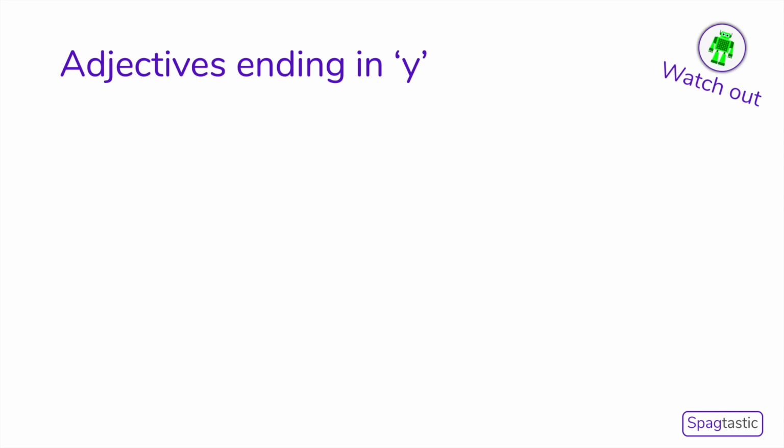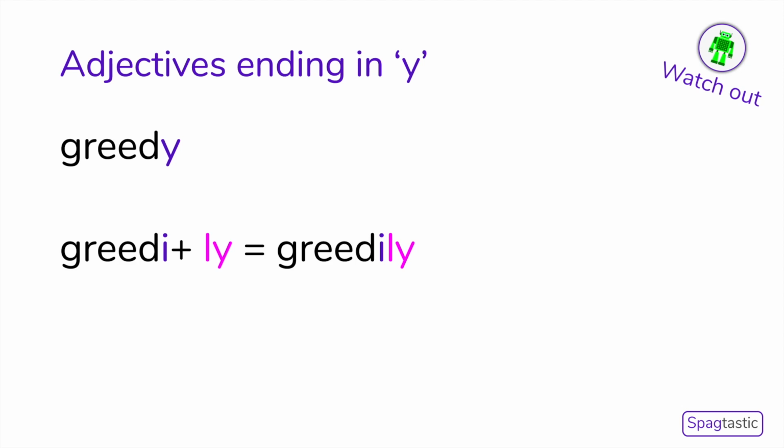This time our adjective is greedy, which again ends in a y. So to change the adjective greedy into the adverb greedily, we have to change the y at the end of greedy into an I and add the suffix ly to make greedily. GREEDILY.